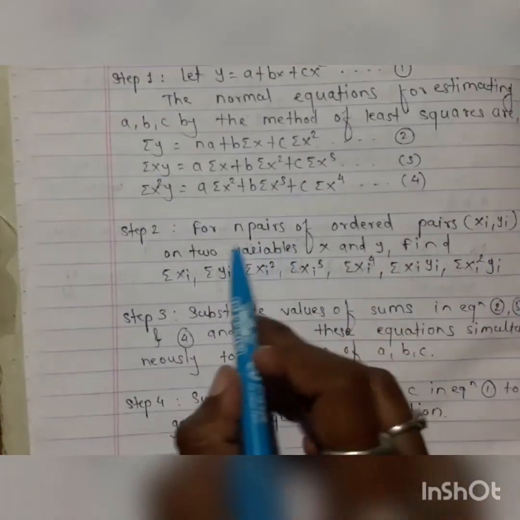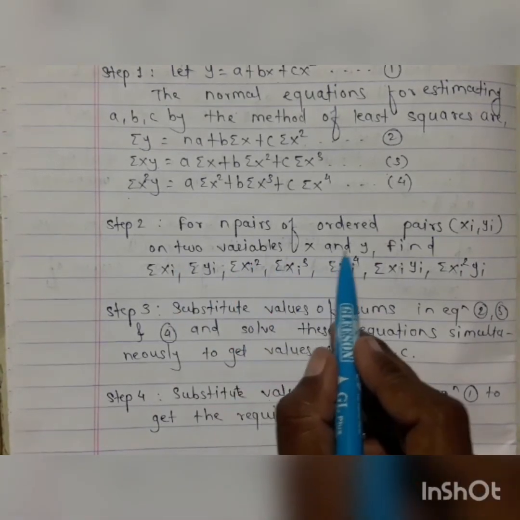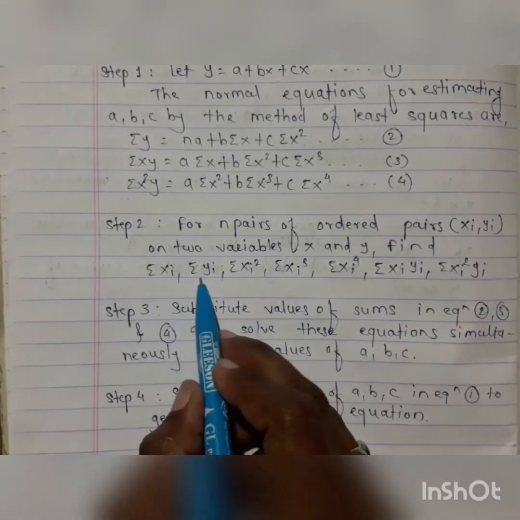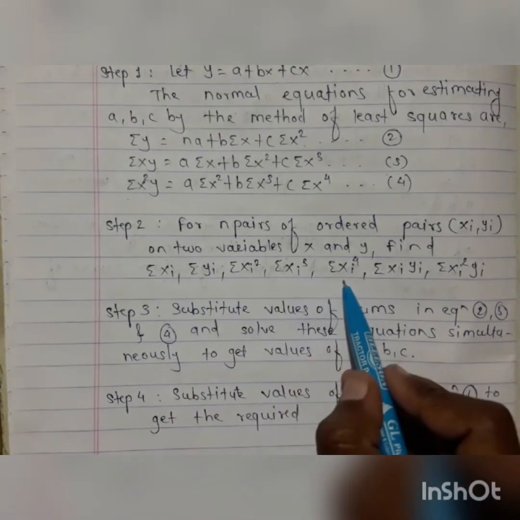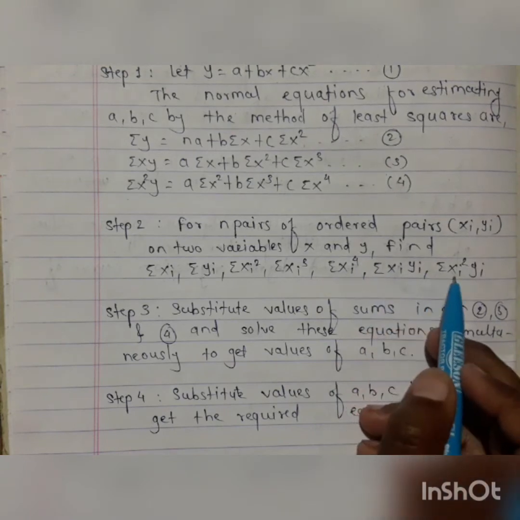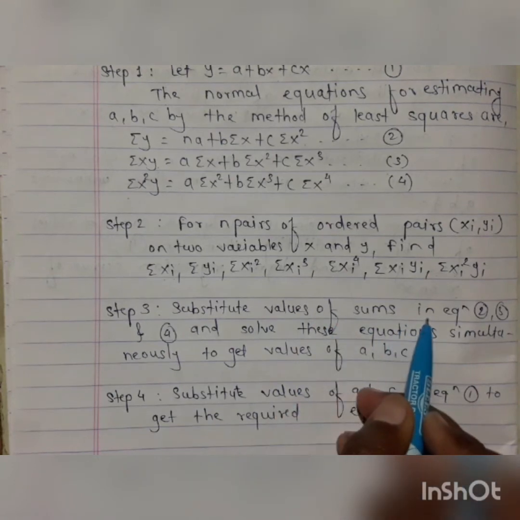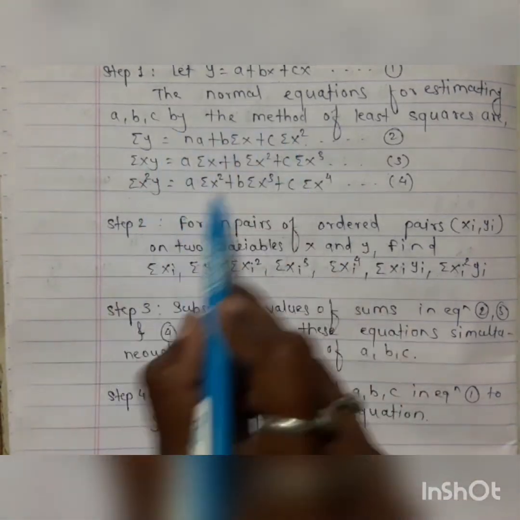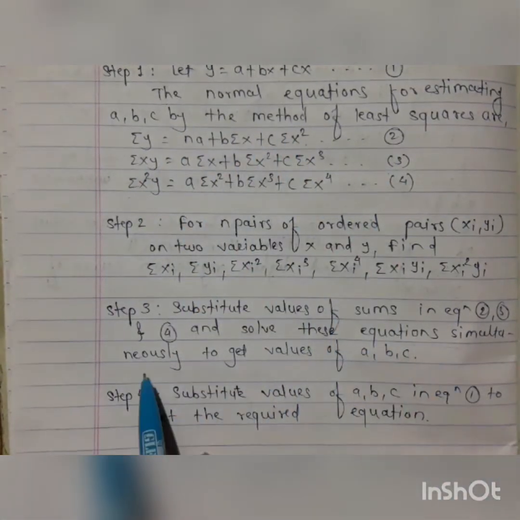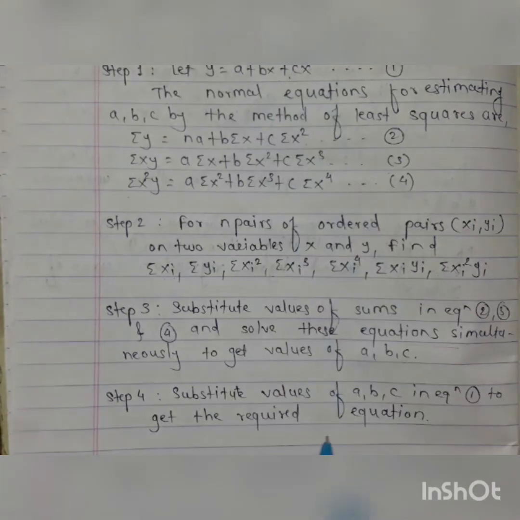Step two: for n ordered pairs (xi, yi) on two variables X and Y, find summation xi, summation yi, summation xi square, summation xi cube, summation xi raised to 4, summation xi yi, summation xi square yi. Step 3 is to substitute the values of sums in equations 2, 3 and 4, that is, substitute these summation values in these equations and solve simultaneously to get values of a, b, c. And step 4 is to substitute the values of a, b, c in equation number 1. Then we get the required equation.